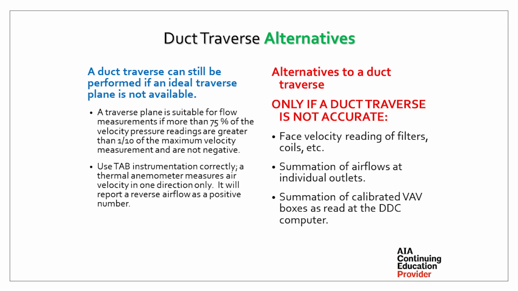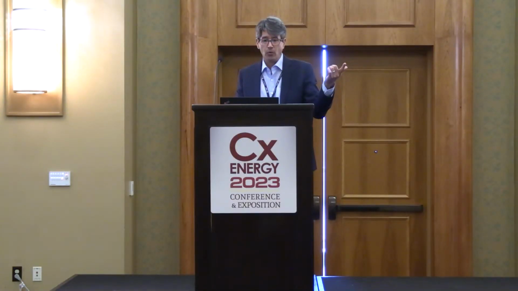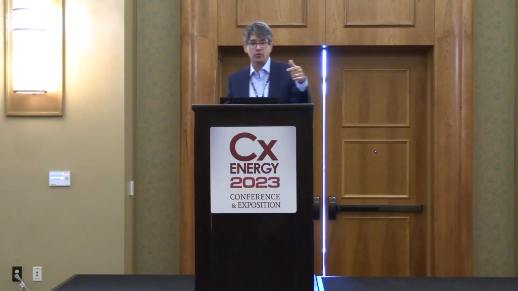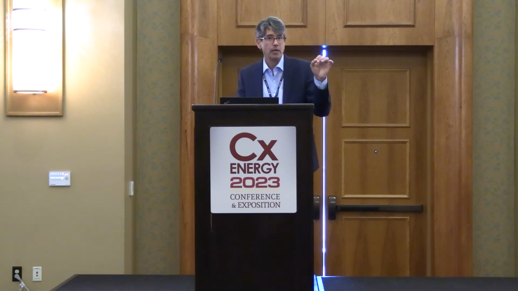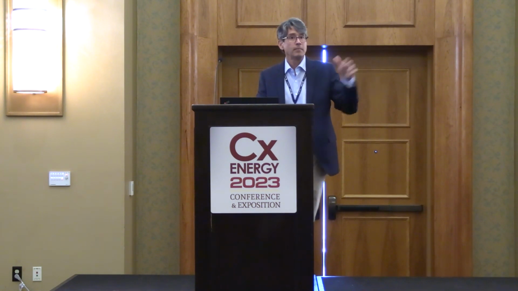And we're going to look and see what that velocity profile looks like. If 75% of the velocity measurements are greater than 10% of the maximum velocity measurement, and none are zero or negative, you've probably got a good velocity profile. Now, with that good velocity profile, we can say we've got that airflow.